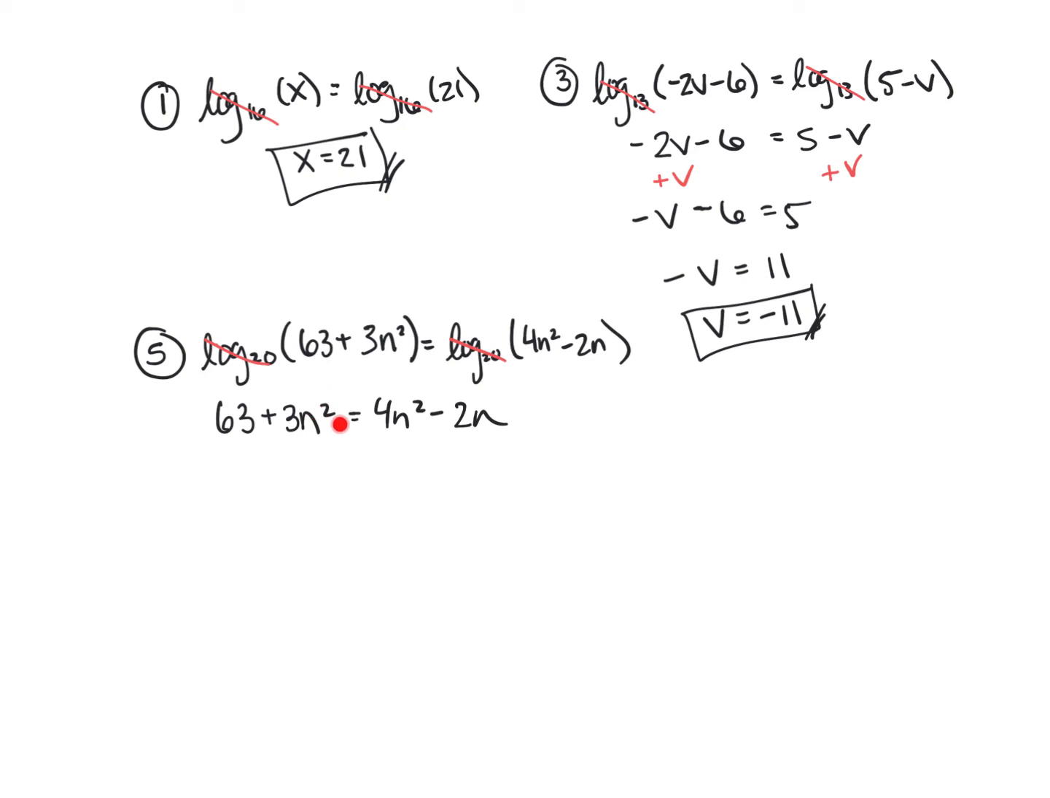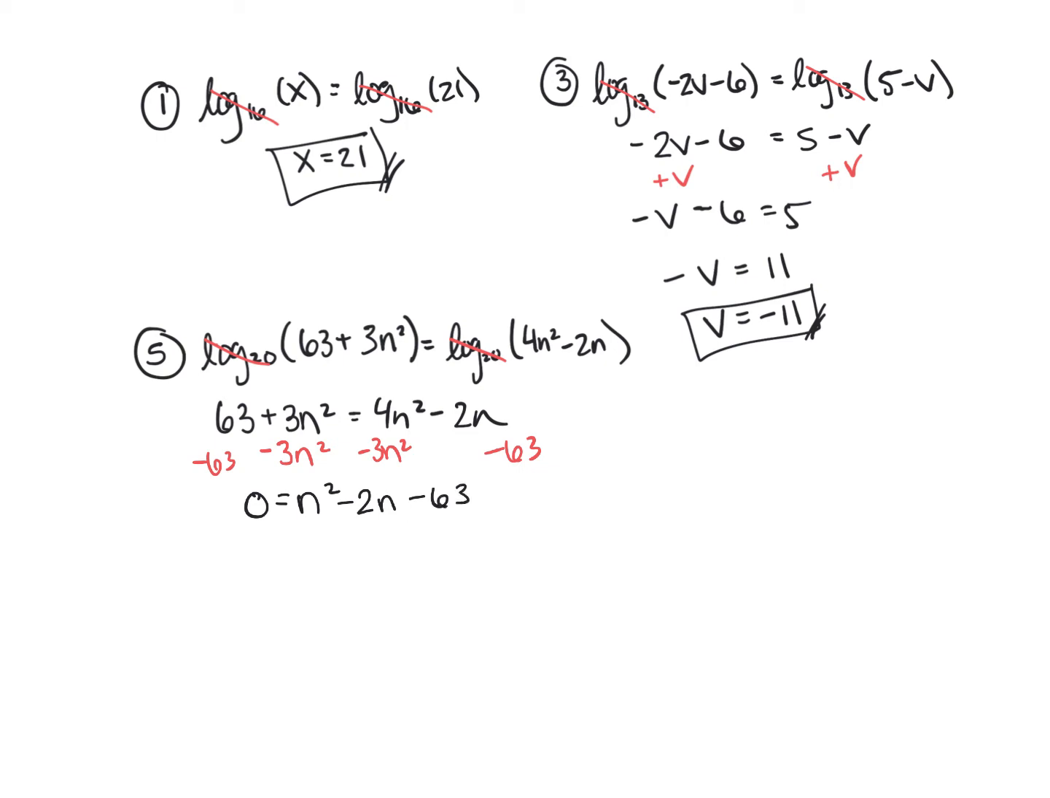I see things that are squared, I see things with a variable, and I see a constant. So I'm probably going to have to factor or use my quadratic formula. To do this, I have to set my equation equal to 0. Now you can subtract 4n squared on both sides. That's going to leave me with a negative n squared over here, and that's going to make my life a little harder. So instead, I'm going to subtract 3n squared on both sides, as well as subtract 63 on both sides, earning us 0 is equal to n squared minus 2n minus 63.